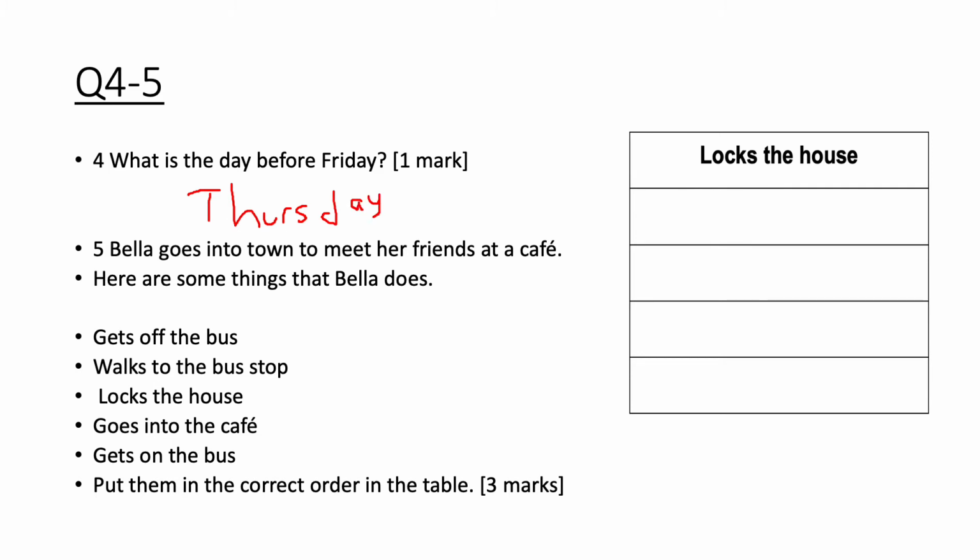Okay, question number 5. Bella goes into town to meet her friends at the cafe. Here are some things that Bella does: gets off the bus, walks to the bus stop, locks the house, goes into the cafe, gets on the bus. Put them in the correct order in the table. Now, thinking about this logically, Bella locks the house first, then she would walk to the bus stop, so that would go in the next box. So walks to the bus stop.